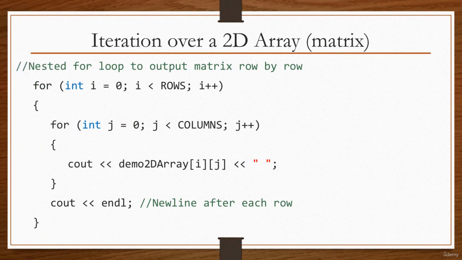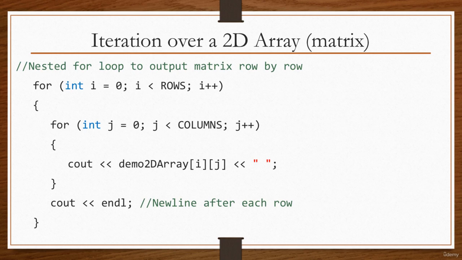Okay, just like with one-dimensional arrays, we can iterate over 2D arrays using for loops. For your notes here, I have a comment that says nested for loop to output the matrix row by row, or the table row by row. So in the first line we have the rows, and the second one the columns. So this is based on the first example, right? A demo 2D array.